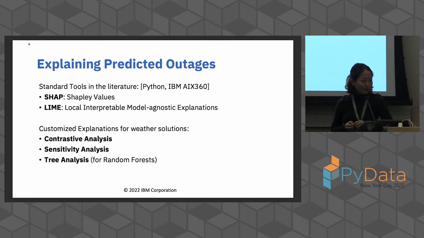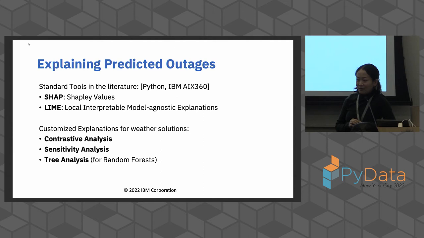We have a standard set of explanatory tools like SHAP and LIME. The standardized tools are available in Python, and also in IBM AIX360. In addition, we also build local explainers like contrastive analysis, sensitivity analysis, and tree analysis. Contrastive analysis is for when we have two predictions that are close to each other but very different. The client will wonder why the change from prediction A to prediction B is so large, or what features are driving this prediction in which direction. Contrastive analysis answers that question.